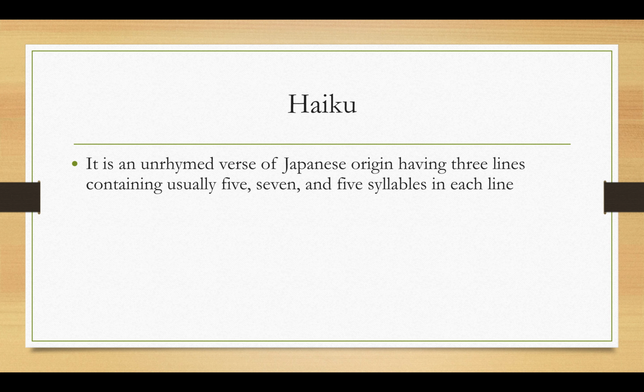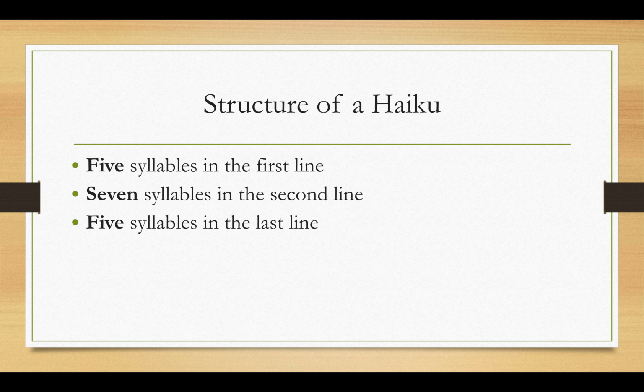So a haiku, a little backstory on it. It is an unrhymed verse of Japanese origin, having 3 lines contained by usually 5, 7, and 5 syllables in each line. The structure of the haiku, 5 syllables in the first line, 7 syllables in the second line, and 5 syllables in the last line. So the syllables is where you emphasize, like the break in the word.